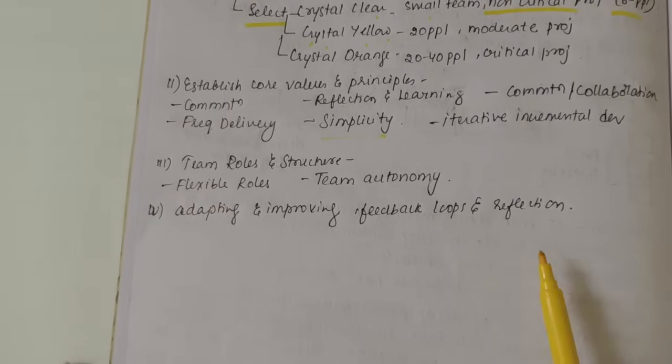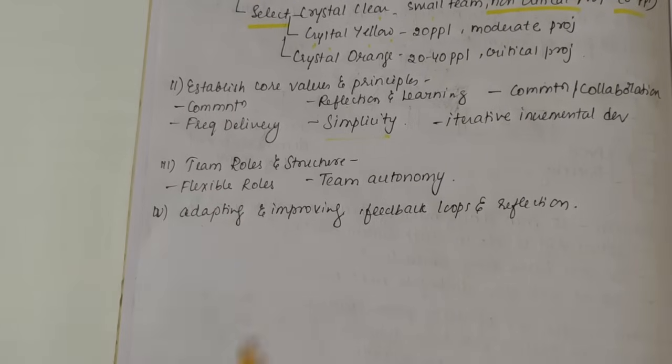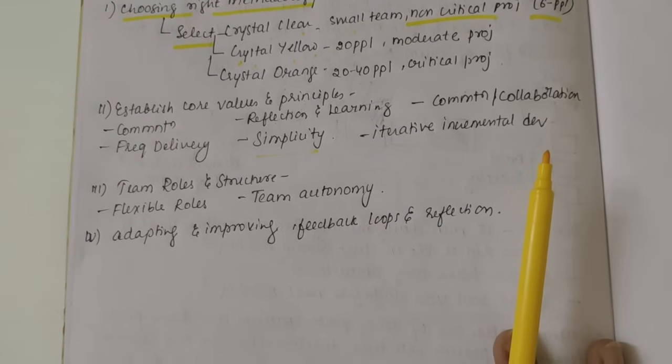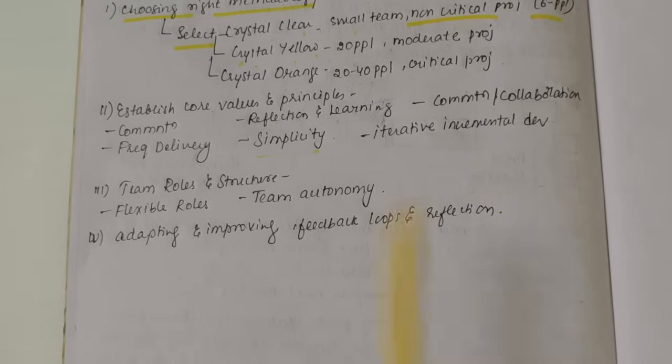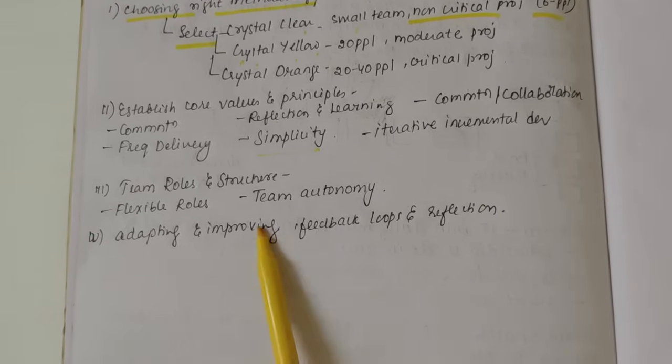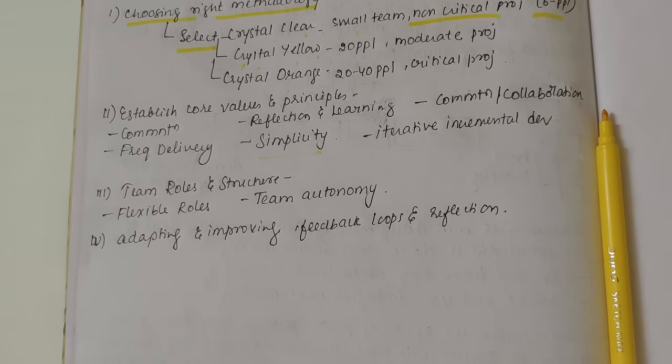Then we have the third, that is team roles and structures. So here there are flexible roles. Depending on the size and complexity of the project, the roles could be interchanged or allotted accordingly. Then we have team autonomy. The team is independent enough to work on the project, and the teammates have the authority to take decisions unambiguously and work towards completion of it.